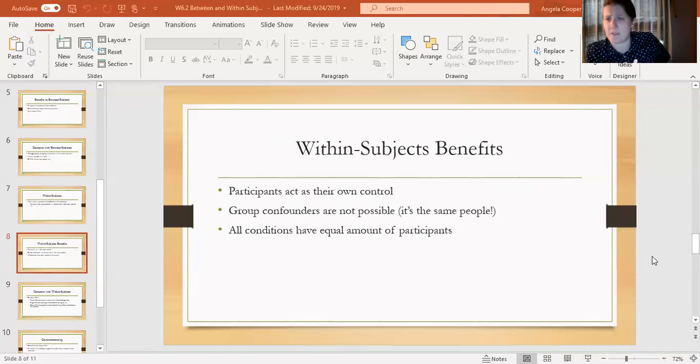So some of the benefits of within subjects design is that the participants act as their own control. So if you're going to compare test scores, what better way to do that than with the exact same person taking the same test twice? If you're going to be comparing totally different groups of people on a test, well, you always have that confounding variable of, well, this group can just know the material better. We don't know. But since we're using the same people, that's not a possibility.